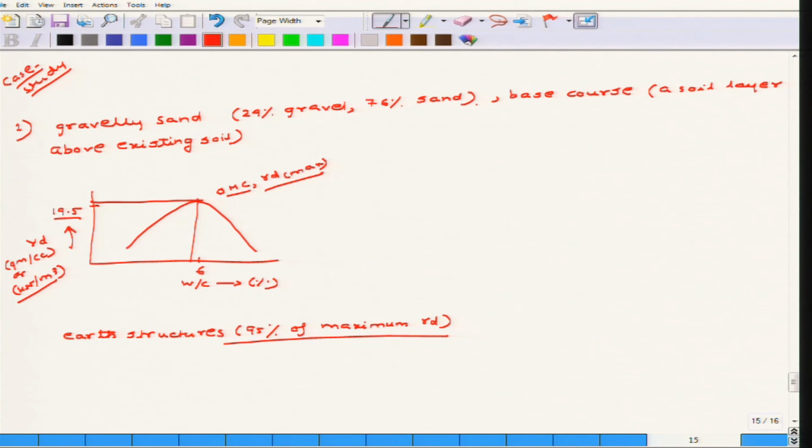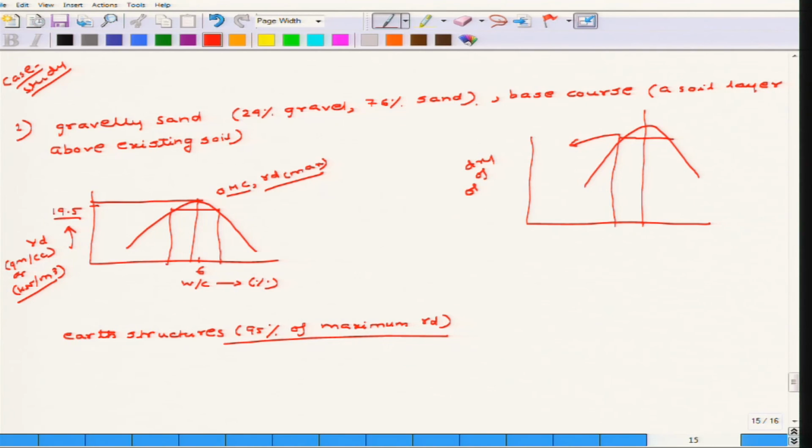Now, this level of compaction, 95% of compaction, as you can see from the compaction curve, can be achieved at 2 points, one after the OMC and one before the OMC. If you consider the point before the OMC, this is called the dry side of optimum. So, this is the 95% compaction. This part is called the dry of optimum. And this part is termed the wet of optimum.